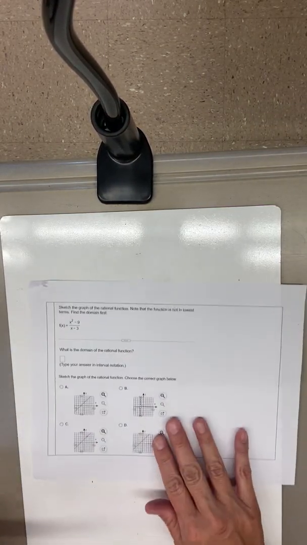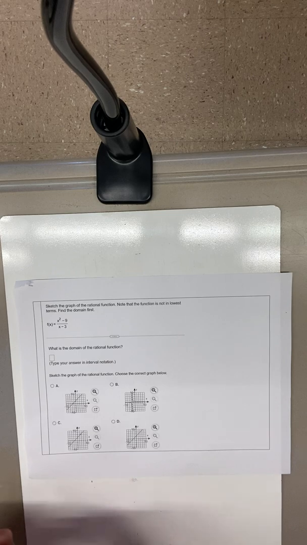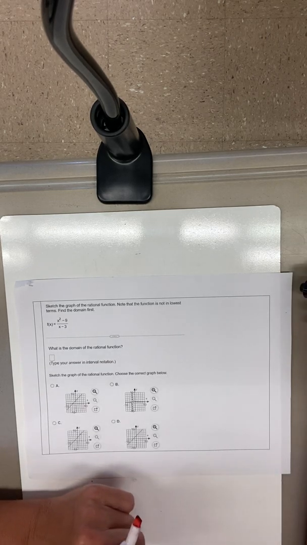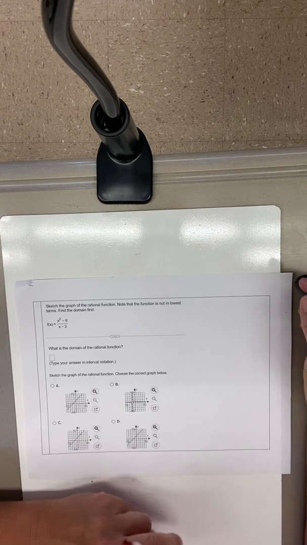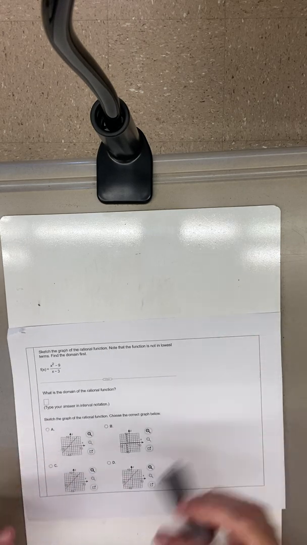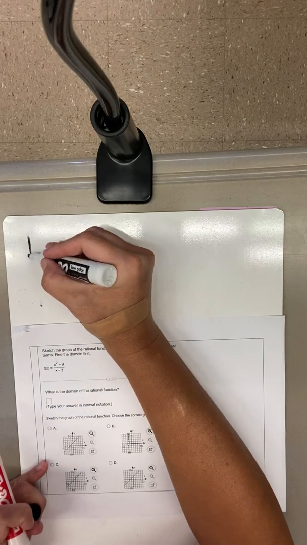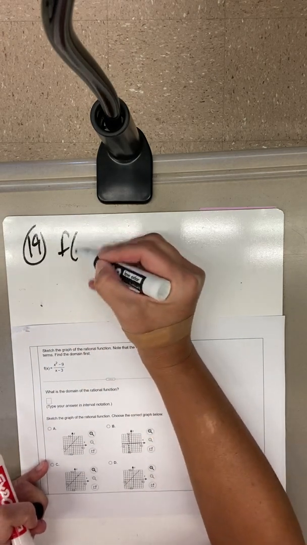So last problem, it says sketch the graph of the rational function. Note that the function is not in the lowest terms. Find the domain first. Okay. I know there's one thing x can't be on this problem, and it's 3. I can tell that by looking. You maybe can't see it. Here's the function.